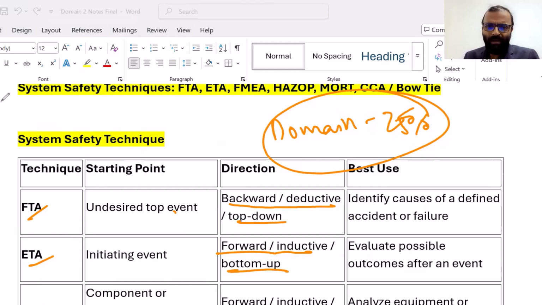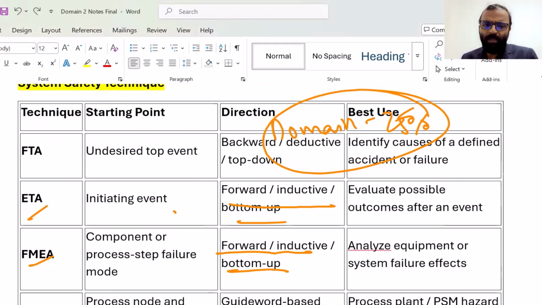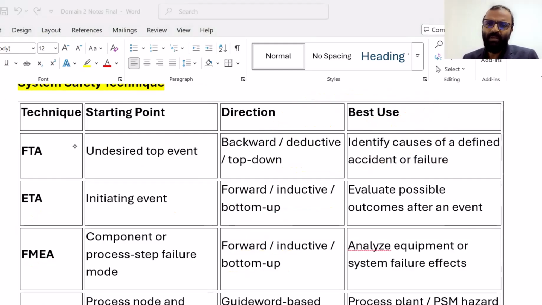If you read it like this, you will not understand anything, so we will look at them one by one. Just for your understanding, they will ask in a keyword pattern. Like FTA, you must understand what the keyword is: backward, deductive, top down. We will understand why. Event tree analysis is forward, inductive and bottom down.